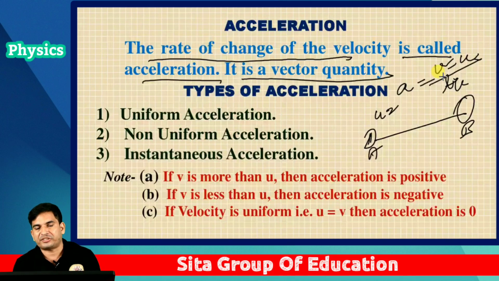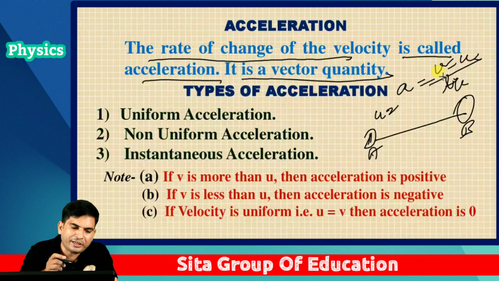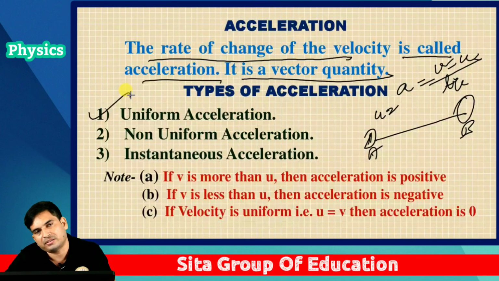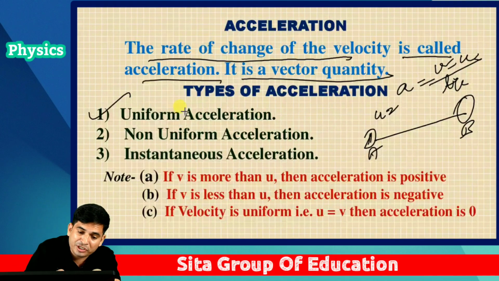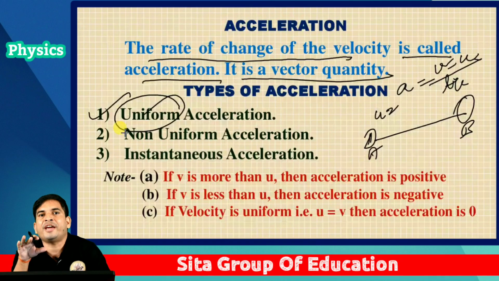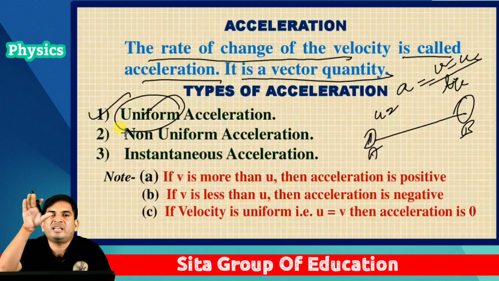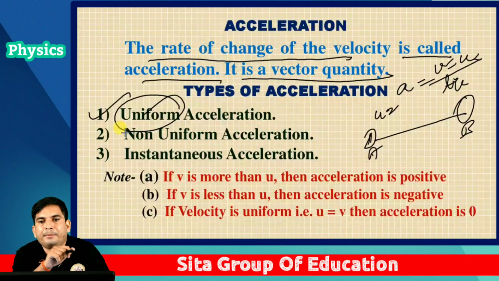How many types of acceleration are there? Let us discuss one by one. First one is the uniform acceleration. As the name is uniform, you know that uniform means the same way. If there is a change in the acceleration, it means the change happens in the same way.